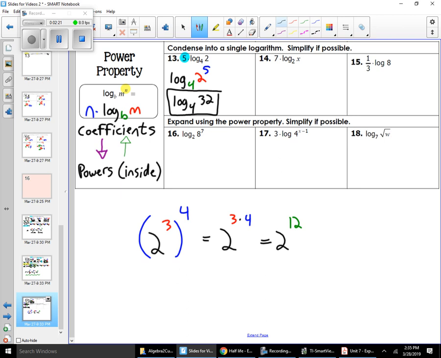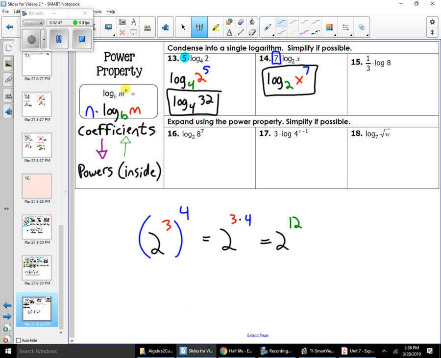Jumping over to 14. Note that now in 14 I actually have an x, a variable in there. No big deal. That 7 is still a coefficient. So we want that coefficient to become a power because we're trying to condense. So we have an x to the 7th power. Can't do anything to simplify that one, so that's just done.